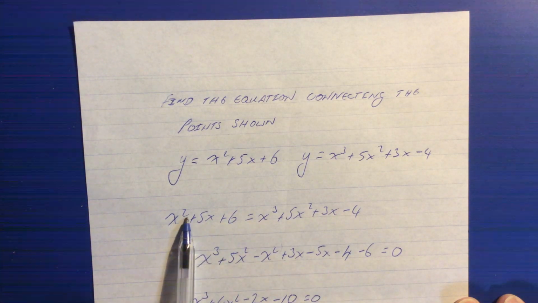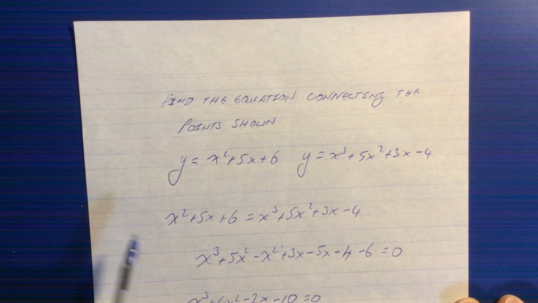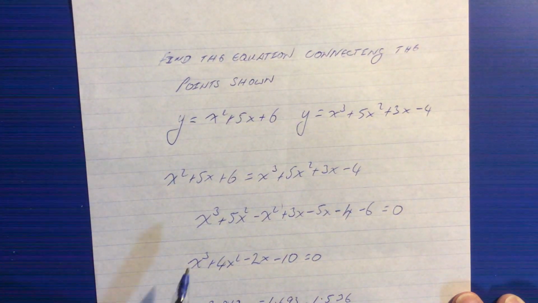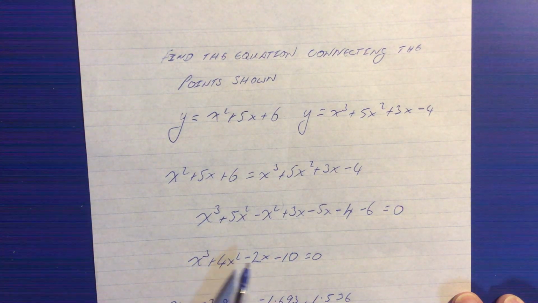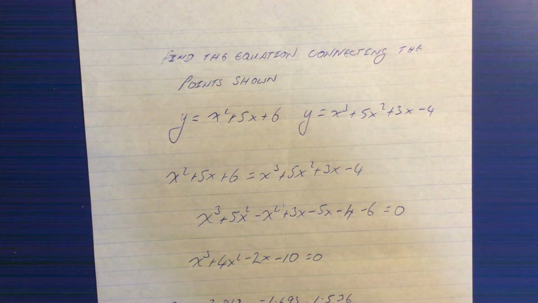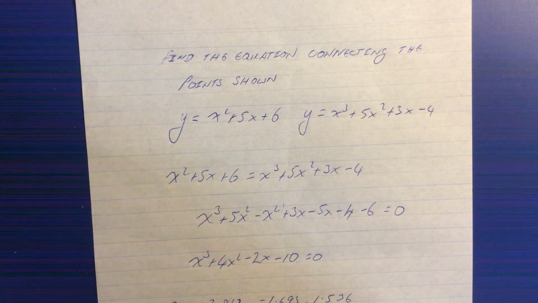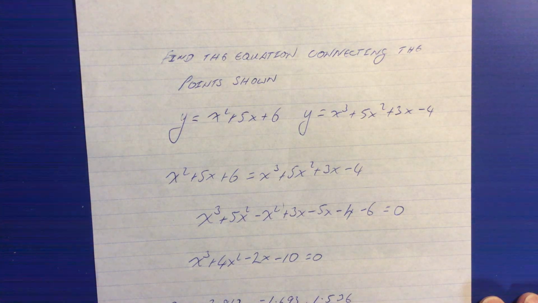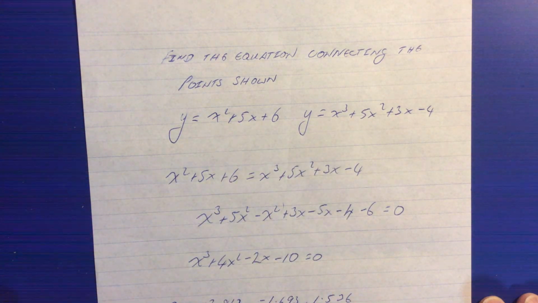Essentially, I've moved everything from this side of the equation over to here, made it all equal 0. When you tidy this up, you get a cubic. And the cubic is x cubed plus 4x squared minus 2x minus 10 equals 0. Where that cubic equals 0 is the point, or the set of points, at which these two functions will intersect when graphed.